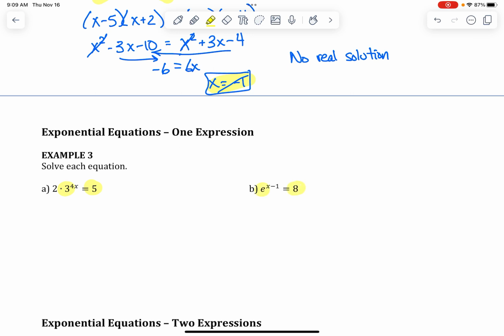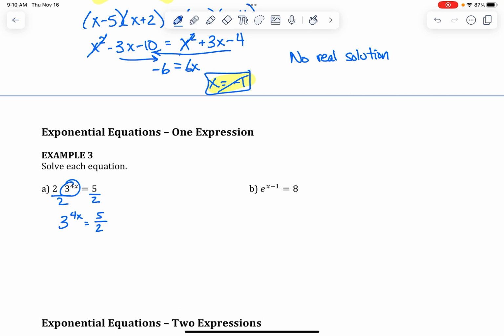So what are you supposed to do? Well, here's the idea. All right? So you're still going to use your properties, but you're not going to get a nice, happy answer. All right. So the first example, you have 2 times 3 to the 4x. Well, mathematically, if you have 2 by itself being multiplied, you'd want to divide by 2. And so get rid of the 2. You have 3 to the 4x equals 5/2. Right? Sort of the idea behind this is you want to isolate the exponential term.